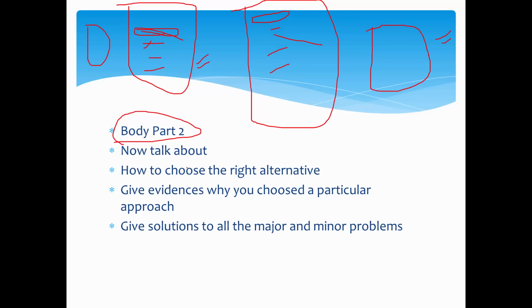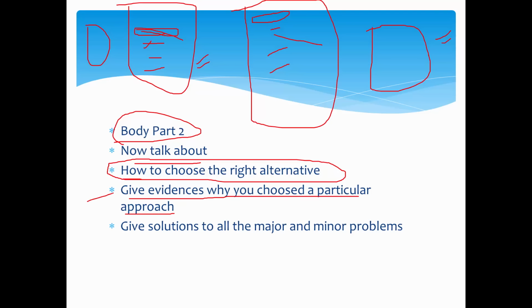So body part 2, and now talk about how to choose the right alternative. You have already discussed what the alternatives in front of you are, and also give evidence why you chose a particular approach, why you are inclined toward a particular solution, and give solutions to all the major and minor problems that you have discussed in body part 1. So the examiner comes to know that okay, you don't just talk about negativity only, you have some positive aspects also, you know the solutions, and you know how to tackle the problems in the society.